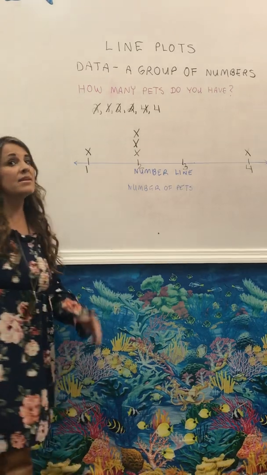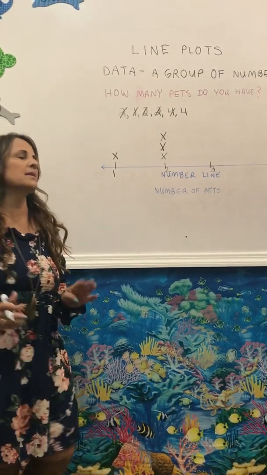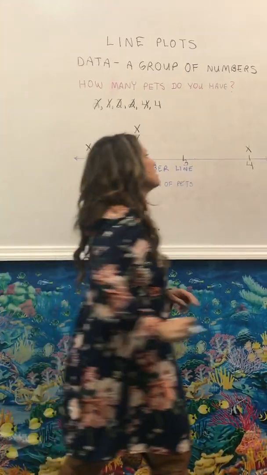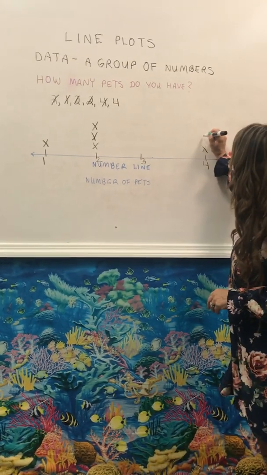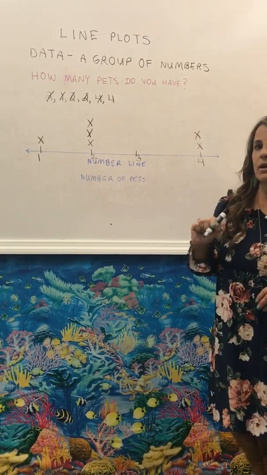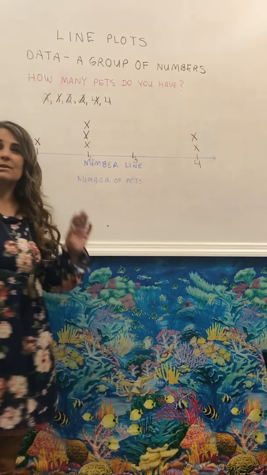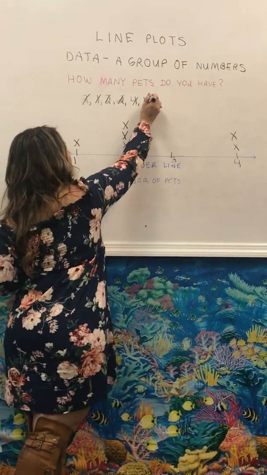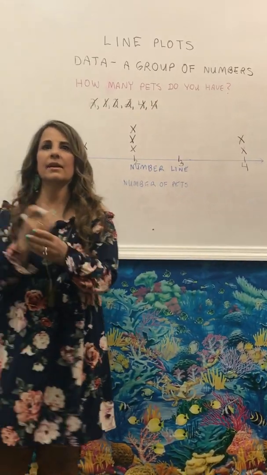And then we have another friend who has 4 pets. I think that might have been the birds. So let's put another X over here. And then we're going to cross off. Oh, Miss Catherine's getting dizzy. We're going to cross off this 4 right here.